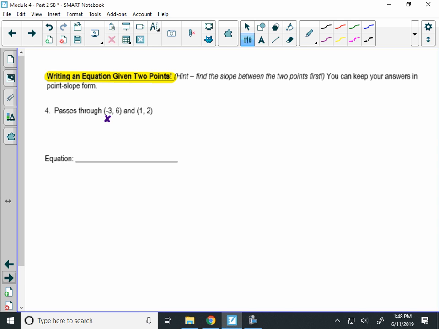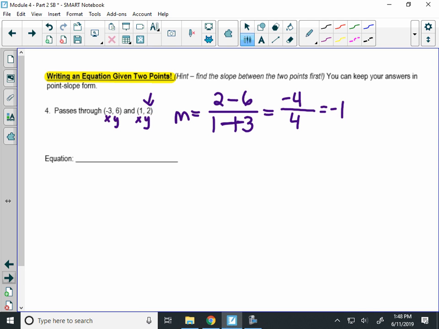So here you label your x's and your y's, and you find your slope. I'm going to start with the 2 here. 2 minus the other y value of 6, and I start with the x, 1 minus -3. Well, 2 minus 6 is -4, 1 minus -3 is a plus, and that simplifies to -1. That's my slope.